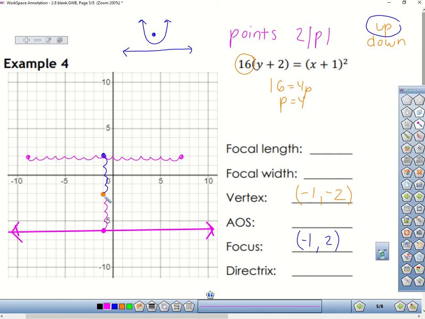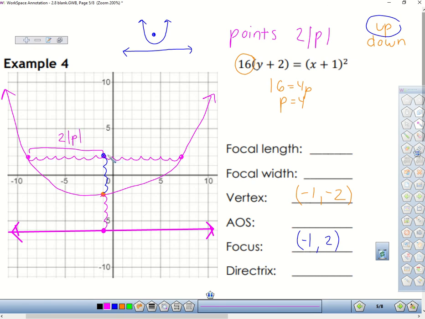Now we graph it. Remember that that's a pretty bad graph, but you get the idea. Remember that your directrix always sits outside of your parabola, and your focus always sits inside. The distance from your points to your focus is always 2 times the absolute value of p.